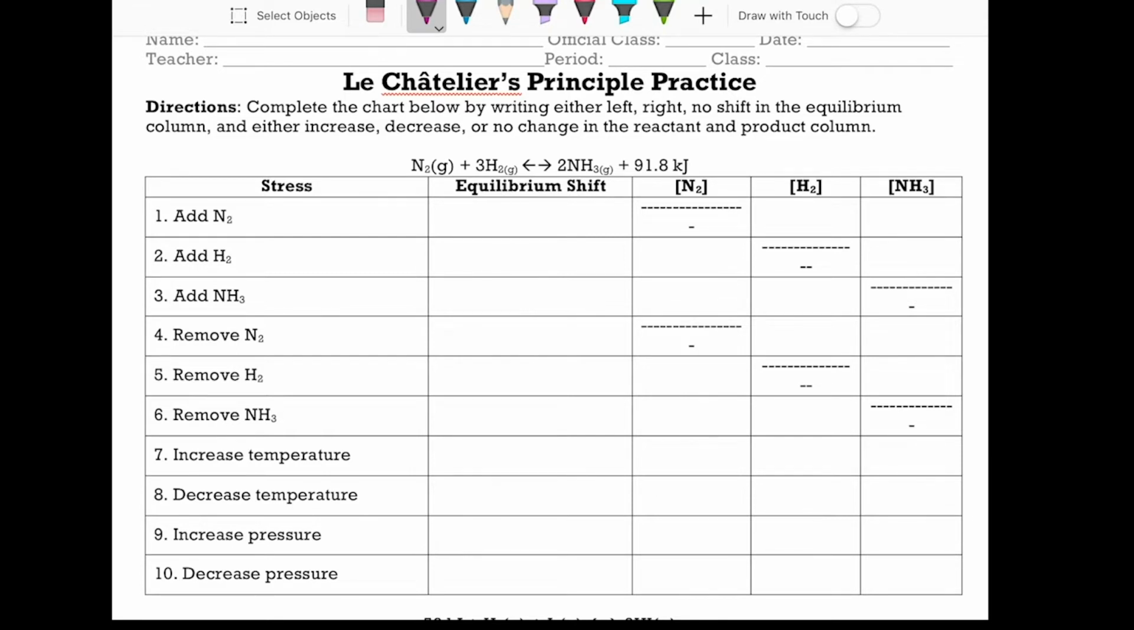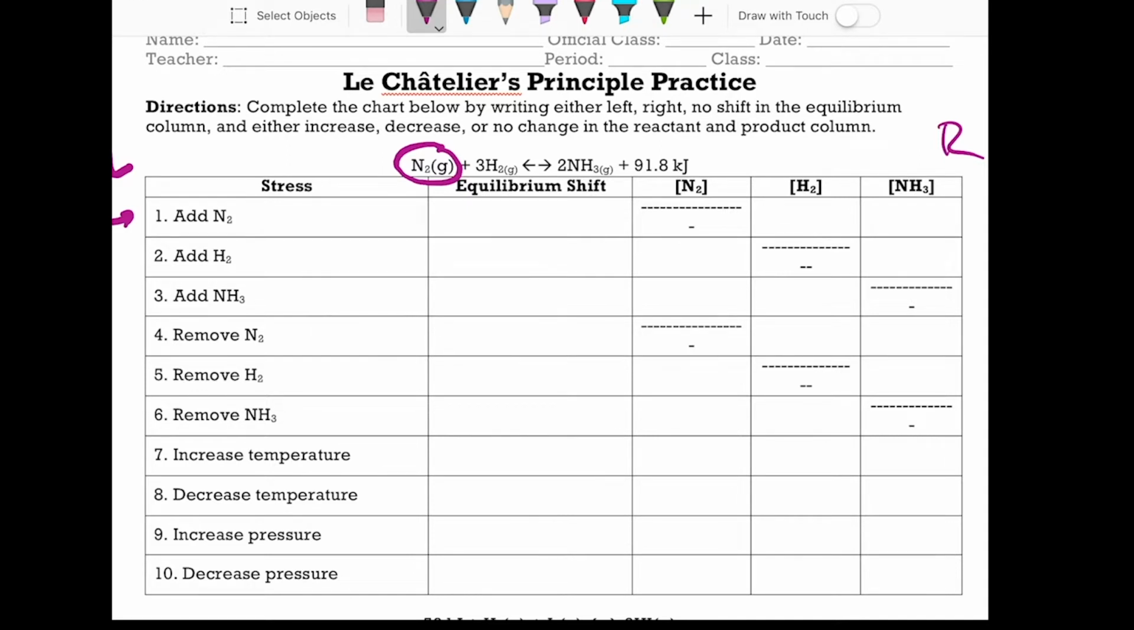Okay, so our first question, we're going to add N2. So when you're looking at a Le Chatelier's question, you want to figure out what side is stronger. So if you add N2, and I would always put left and right on your paper. You're not dumb because you forget your lefts and your rights. I forget that all the time, so it's a very easy way to prevent dumb mistakes.